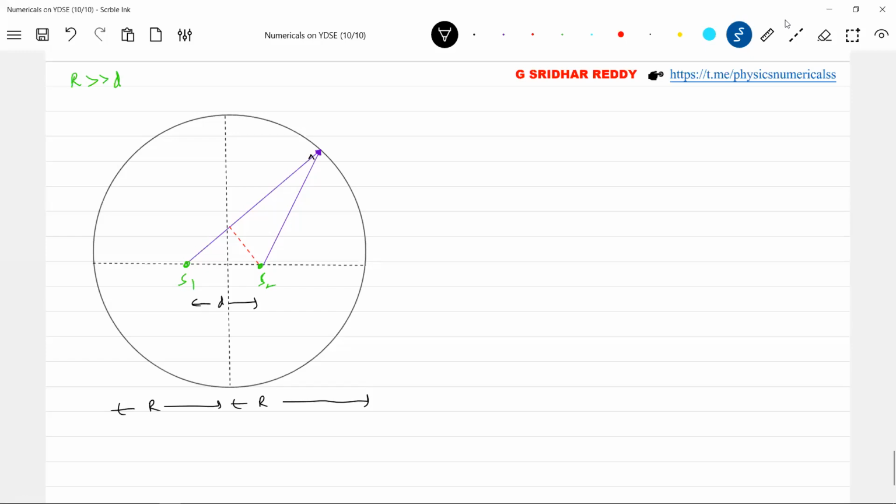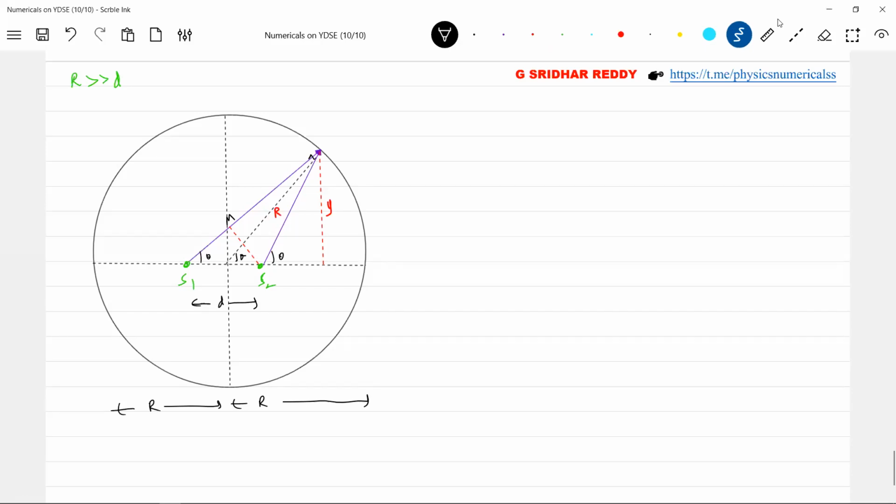Who will produce such coherent sources? Again, the lens only. We'll take help of the lens. So let this point be M. They will subtend an angle theta. This will be tan theta. Let this be Y. So this distance definitely will be R.